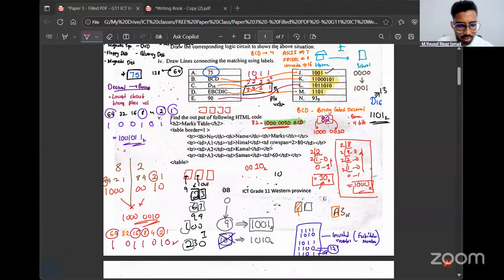Can you show how to get the answer? You mean how to get this answer? That 10111010.